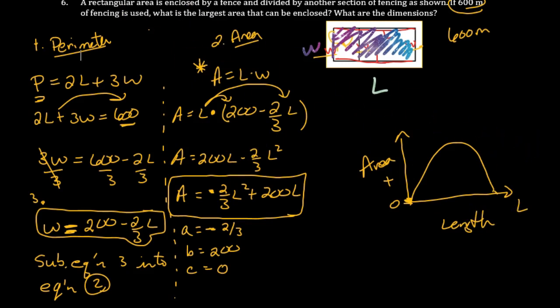Alright, so where does maximum area occur? At the vertex. These questions are called maximum or minimum questions, so this is a maximum. So you need to have the vertex, the horizontal and the vertical, right? X, Y. And we always get our axis of symmetry. Our axis of symmetry will give us this value right here. What is the length that gives us the maximum area?